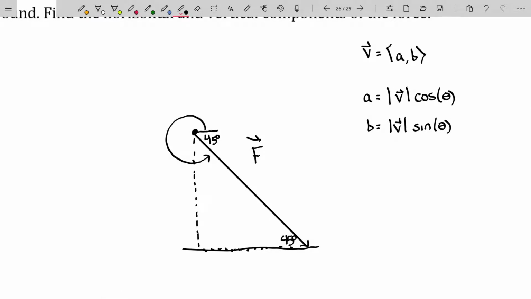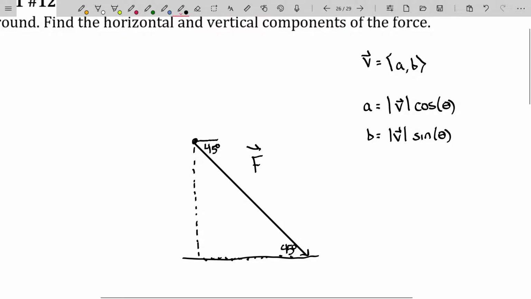Now, I did not tell you which direction this person was pushing the lawnmower, so that is slightly weird in this situation, but let's just go ahead and pretend it's this direction. All right, so if that's the case, this vector has an angle of, let's see, 90, 180, 270, plus an additional 45. 270 plus an additional 45 is 315 degrees.